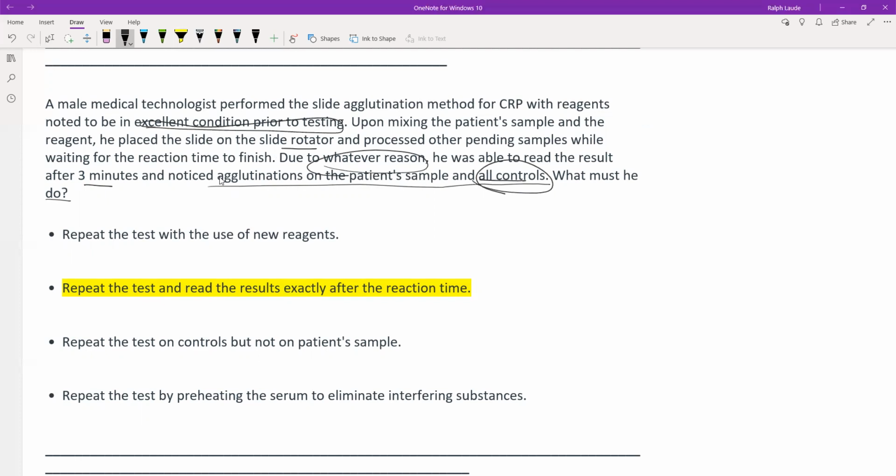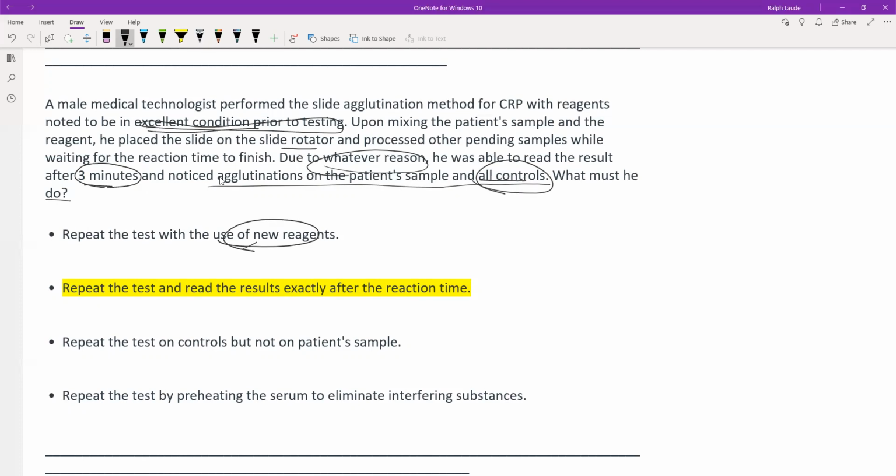What happened with regard to the false agglutination reactions is merely due to the excessive incubation time. There is a possibility that the samples and the reagents dried on the slide. Drying of the slide could lead to false agglutination reaction. So what are you going to do? Repeat the test with new reagents? No. They are in excellent condition, so there is no need to use new reagents.